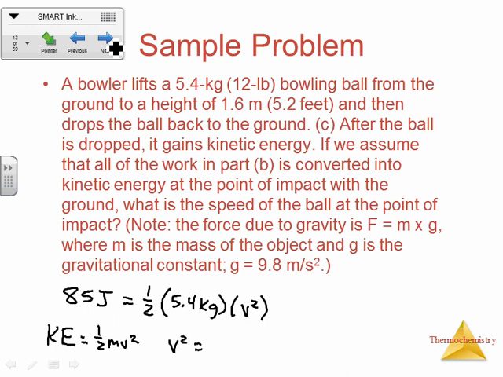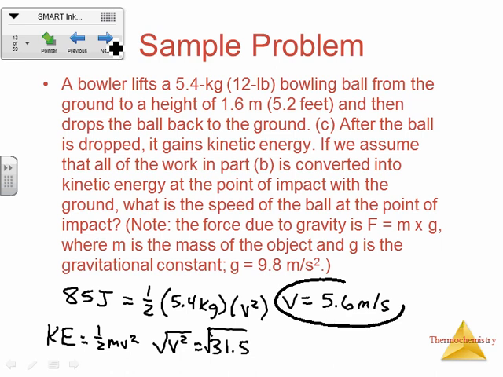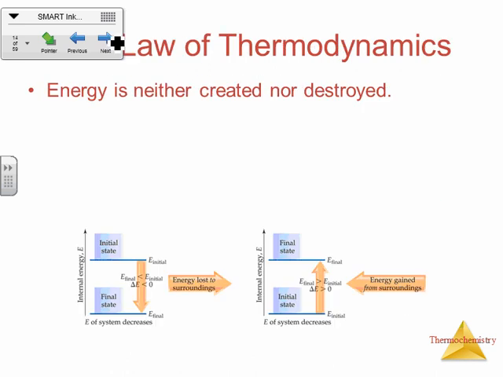v squared is equal to, let's see if I can do this quickly, 31.5 or so. Let me take the square root of both sides here. Our velocity should equal 5.6. Sig figs here, so 5.6 meters per second when it hits the ground. All right, so that's some examples of transfer of energy and how that works.